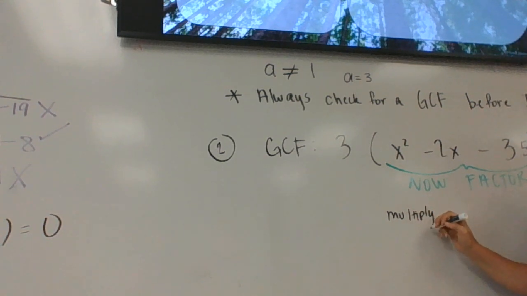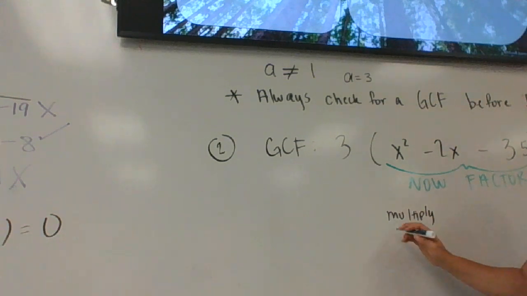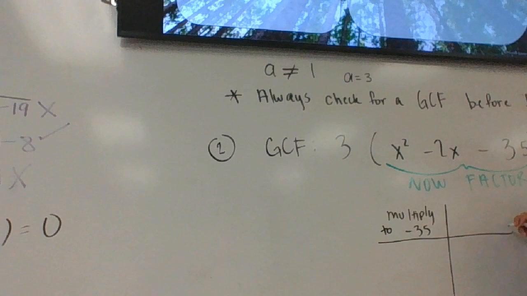Oh, on number 3? So then we're going to do these steps here. So we need to multiply to negative 35. Add to negative 2. 35 is kind of a nice number because it doesn't have a lot of possibilities. Negative 7 times 5. So we found our numbers.